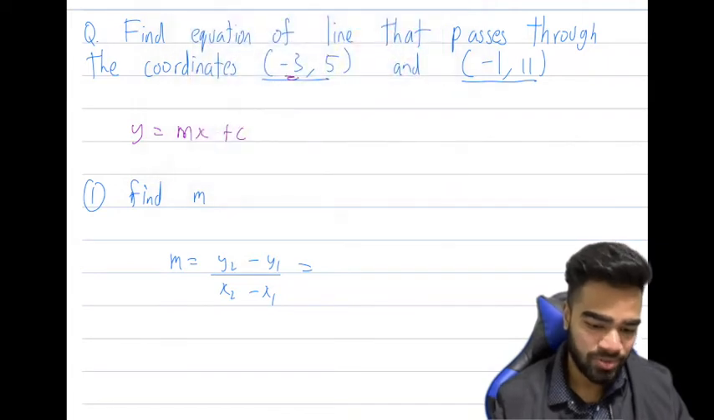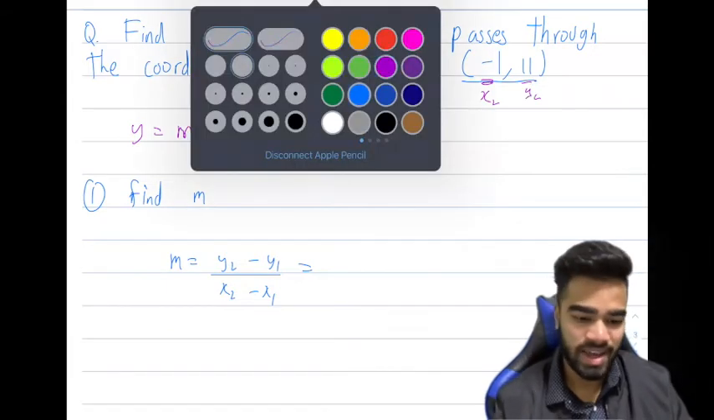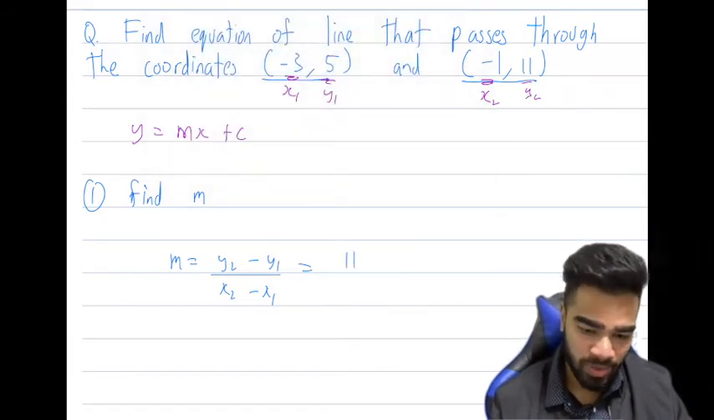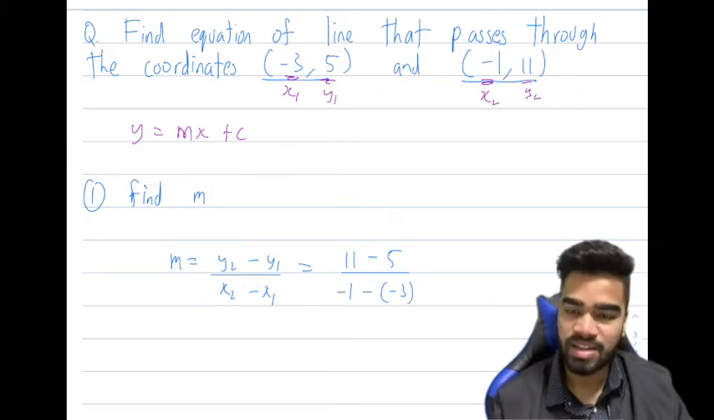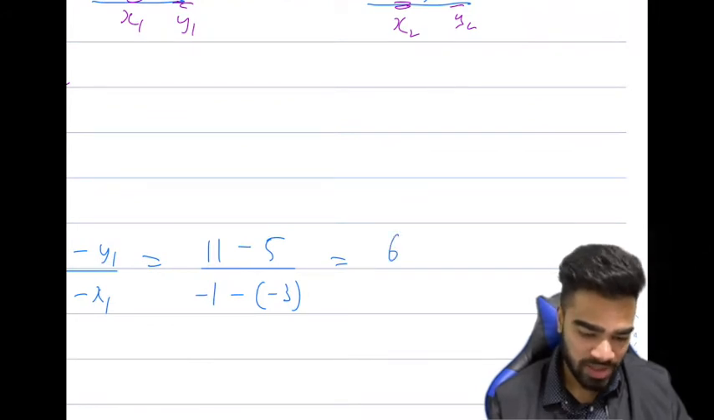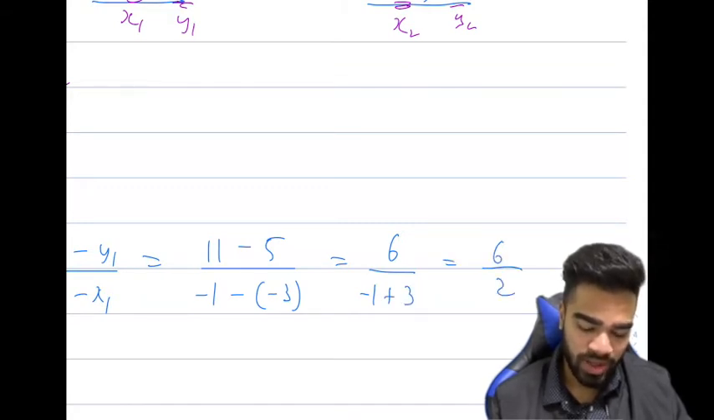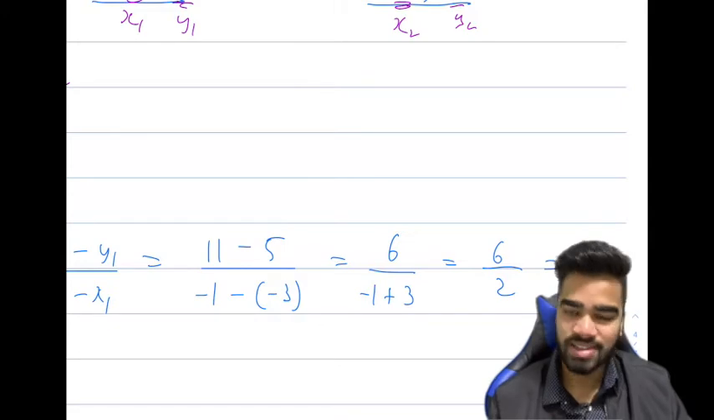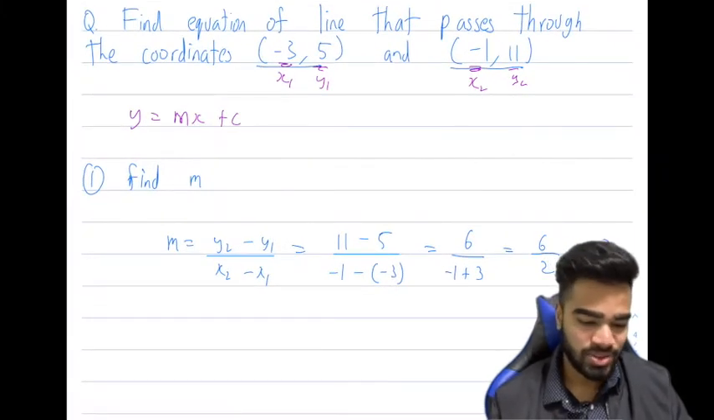So let's do it. Label if you want. There's going to be x1, y1, x2, y2. You don't have to label. I'm just doing it in case you need it. So what's y2 minus y1? Well, it's 11 minus 5 over x2 minus x1. Negative 1, remember, minus negative 3. Minus, okay, right? Because you're subtracting a negative number. So 11 minus 5 is 6. Negative 1 plus 3 is 2. So it's going to be 6 over 2. So the gradient again in this case is 3.